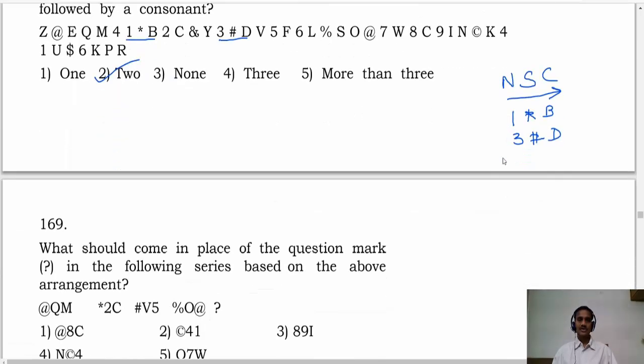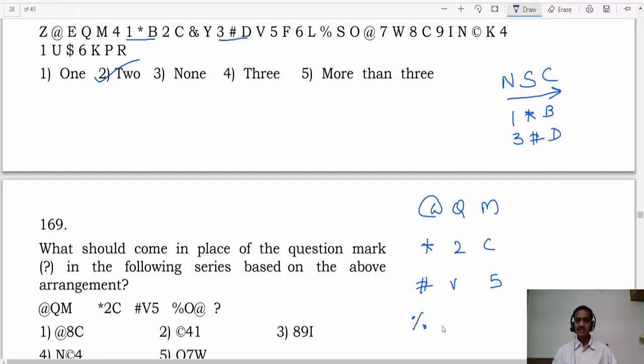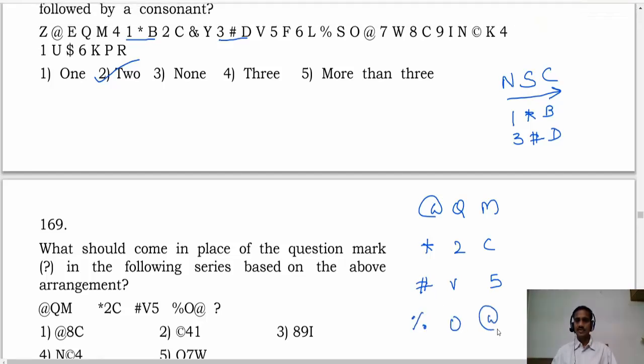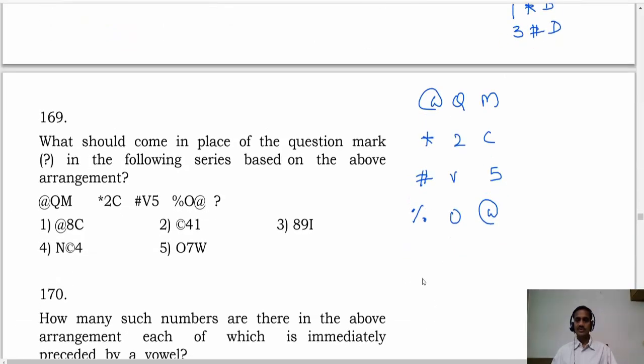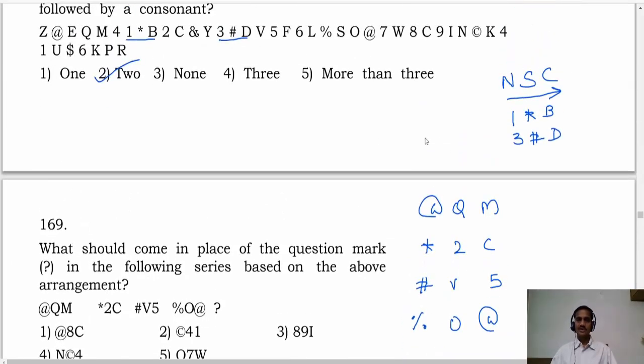Then 169. What should come in place of the question mark? Question mark ante manaki series ఇచ్చిన ప్రతిసారి మనం ఏం చేయాలి చెప్పండి ఒకదాని కింద ఒకటి రాసుకోవాలి. Star 2C and hash V5 hash VN5 and percentage O at the rate of percentage O and at the rate of. Then tell me what is the next one we have. At the rate of star hash.